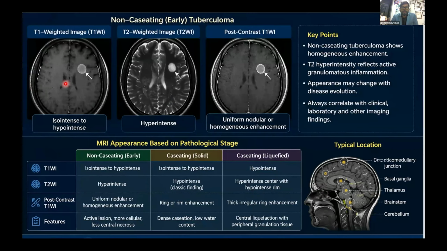We'll go into MRI characteristics. In T1, how do they present? They present as iso to hypointense. In T2, there will be hyperintense. In contrast, there will be nodular enhancement. Again, in tuberculoma, whether it is non-caseating, caseating, or liquefied, it varies. If it's a non-caseating early one, they'll present as hypo in T1 and hyper in T2. This is the most important: if it's a solid one, they become hypointense. That is the only major difference when you go into the tuberculoma. Based on the stage, the MRI findings also will be variable.